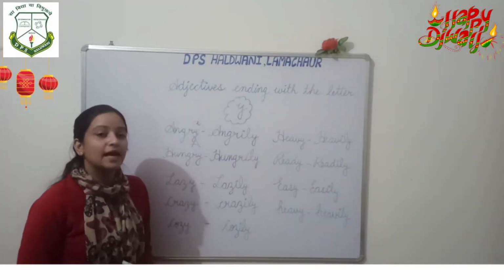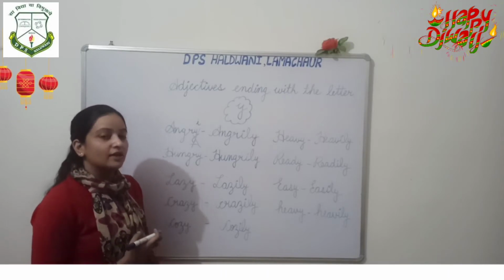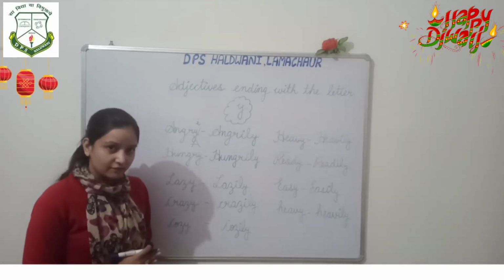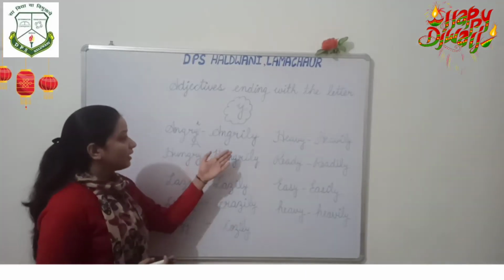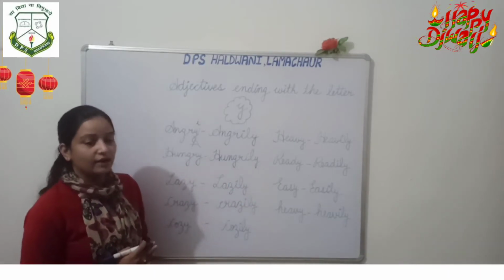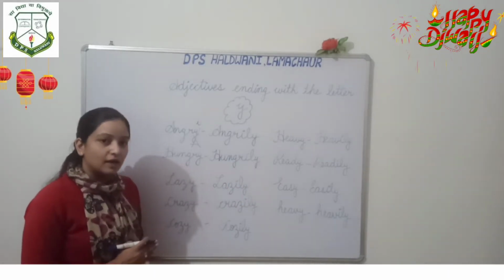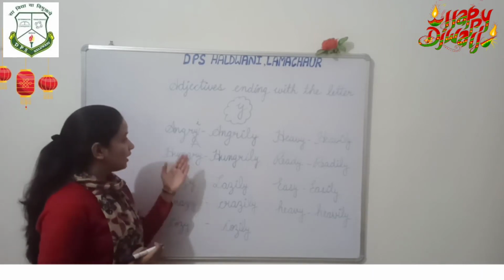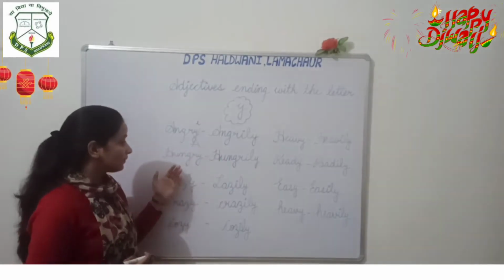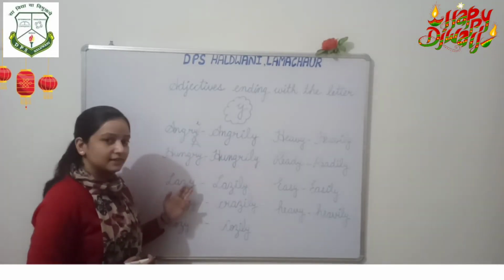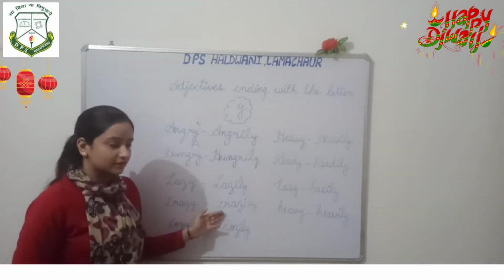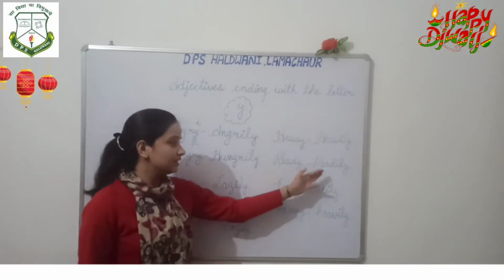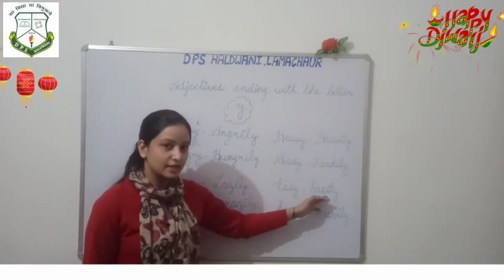So the rule is, whenever there is the letter Y at the end of an adjective, we add I-L-Y. First we replace Y with I and then add L-Y. So angry, angrily, hungry, hungrily, lazy, lazily, crazy, crazily, cozy, cozily, heavy, heavily, ready, readily, easy, easily.